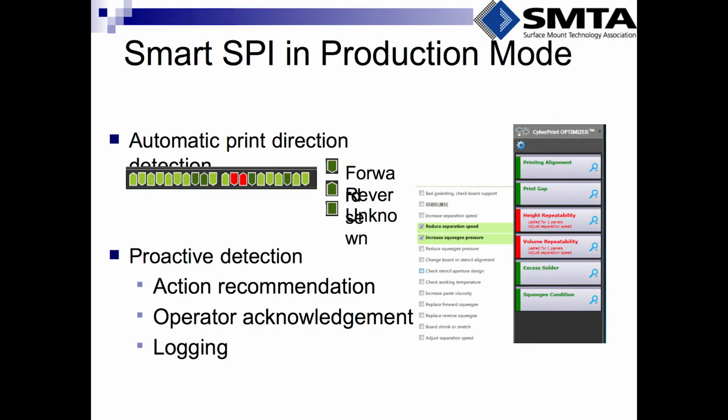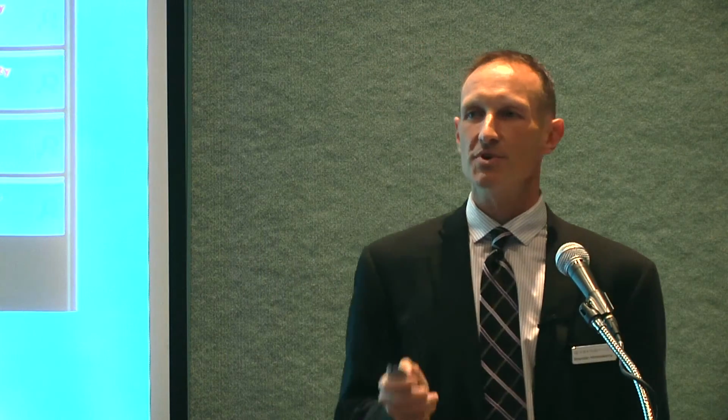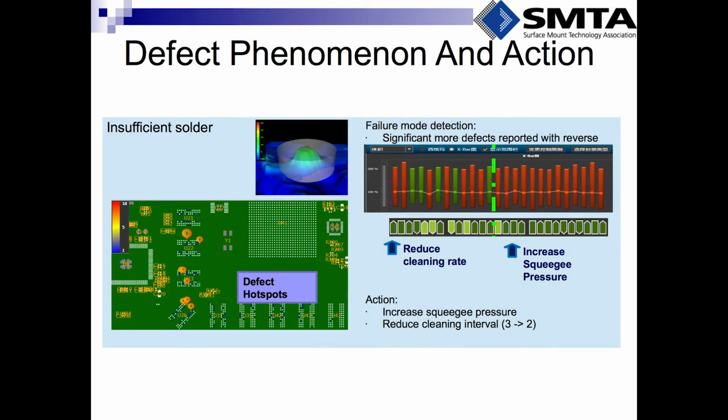Not just inspecting it, but knowing how solder paste printing works. So here's kind of an example of print direction detection. Your Smart SPI can actually look at it and say, you've got height and volume repeatability errors, so we're going to give you a couple suggestions here. Reduce the separation speed, increase the squeegee pressure, reduce squeegee pressure. It gives you actionable suggestions that your operator can use to improve the process. Here's a real example. This was actually taken at a customer, and I'll show you at the end of this where that went and how that improved the process.